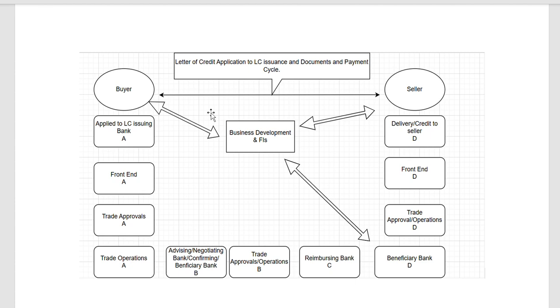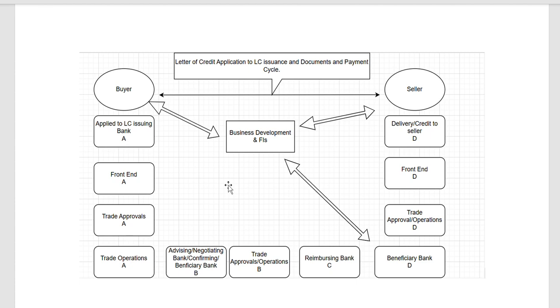So where does the LC come into the picture? When there is less trust in the market, and when they require a specific type of goods and don't want to compromise on any deviation in the goods, the letter of credit terms and conditions will play a major role in the shipment of the goods.